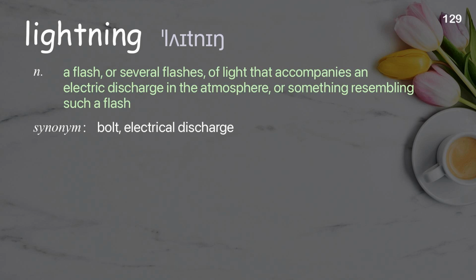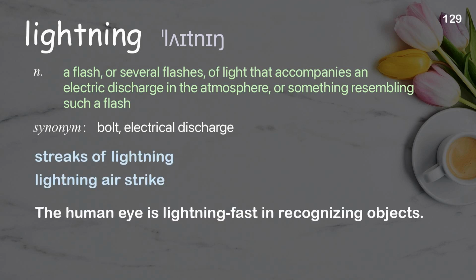Lightning. A flash or several flashes of light that accompanies an electric discharge in the atmosphere, or something resembling such a flash. Examples: Streaks of lightning. Lightning airstrike. The human eye is lightning fast in recognizing objects.